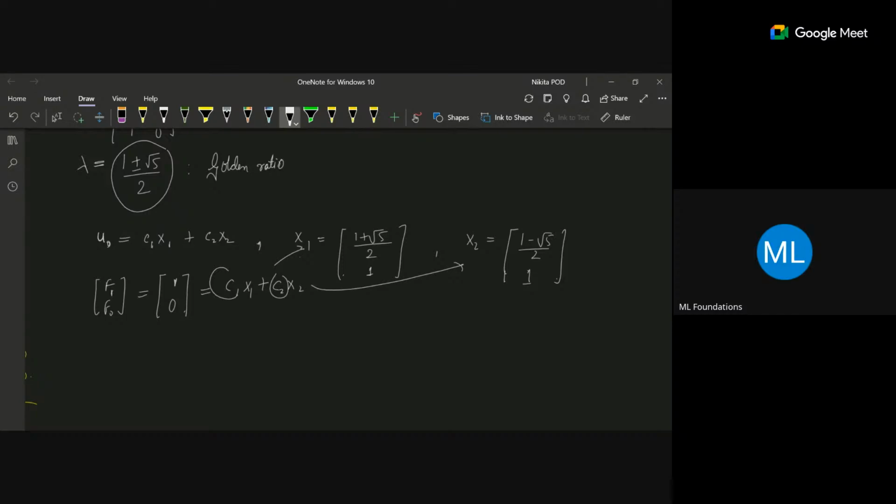So I think it comes out to be C1 is equal to 1 upon root 5, and C2 turns out to be minus 1 upon root 5. So this is the general solution that you get for this system of equations, the general solution you get when you write c1 x1 plus c2 x2.